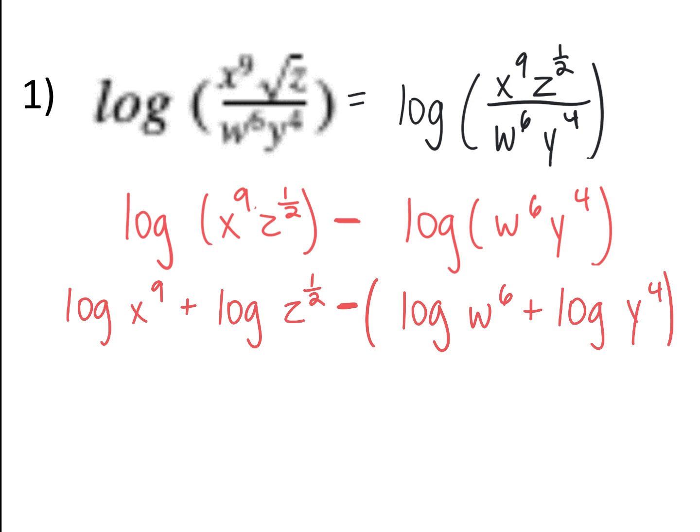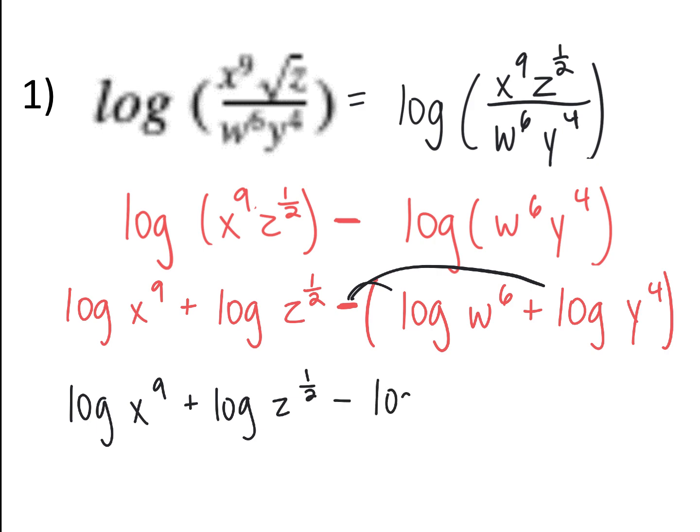Just like in all rules of math, if there's a negative in front of parentheses, that means to distribute it. So we're going to do that. Just distribute it to the front. So now I just have log x to the 9th plus log z to the 1/2 minus log w to the 6th minus log y to the 4th.